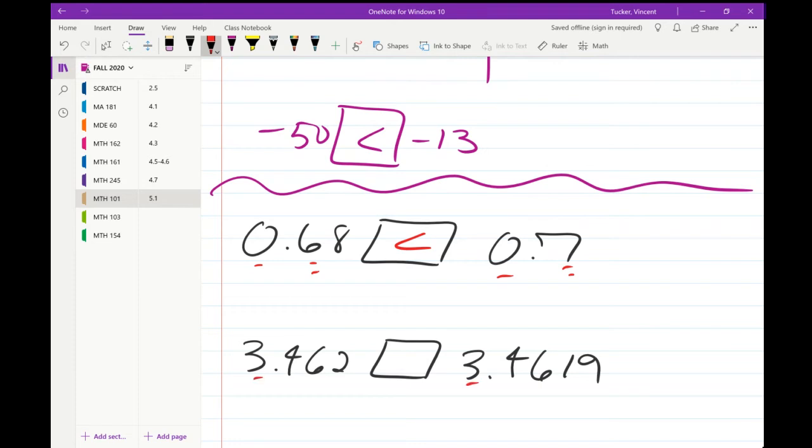So looking at this next one, we have 3 and 3, they are the same. 4 and 4, they are the same. 6 and 6, same. But then we get to the 2, and we have a 1 here. So that means the 3.462 is greater.